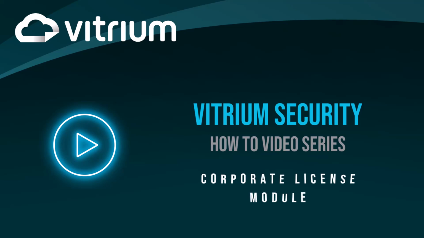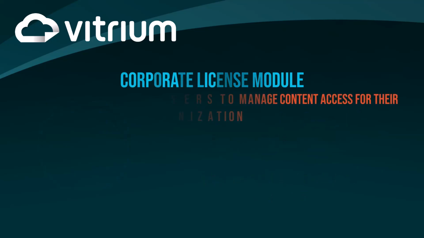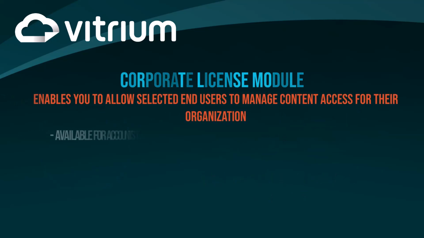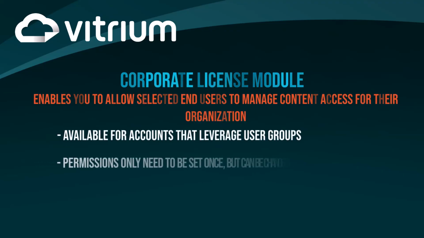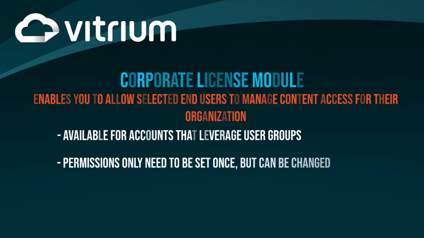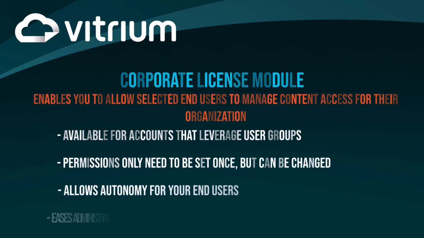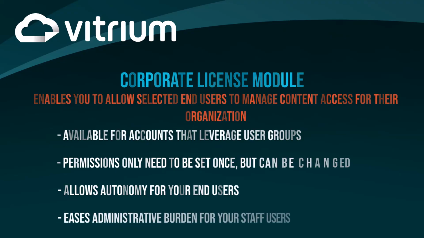In this video, we're going to look at the corporate license module. The corporate license module enables you to allow selected users to manage content access for their organization. It's available for accounts that leverage user groups. Permissions only need to be set once, but can be changed. It allows autonomy for some of your end users, and it eases the administrative burden for your staff users.